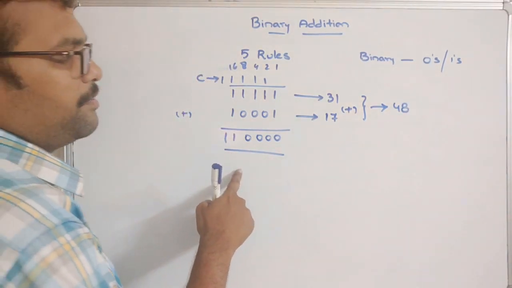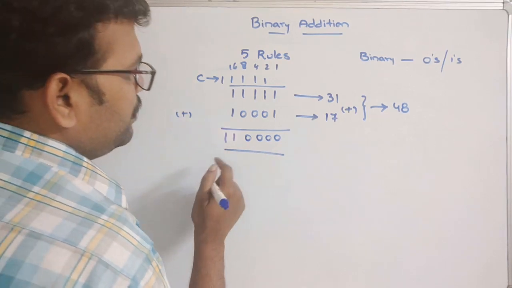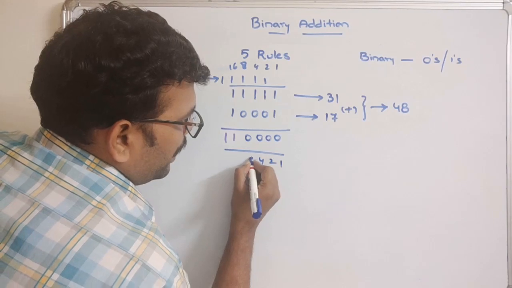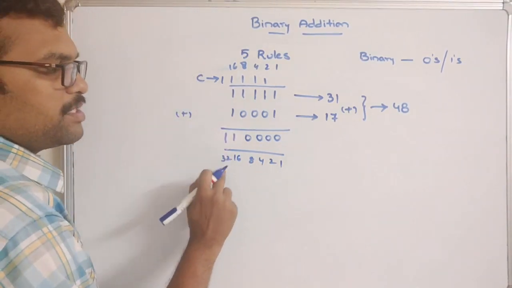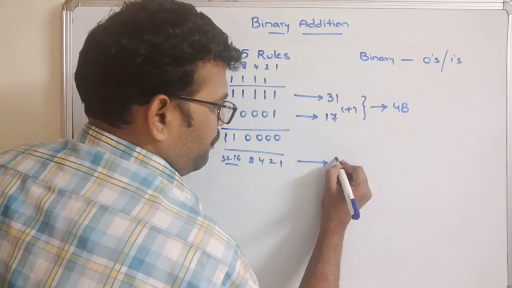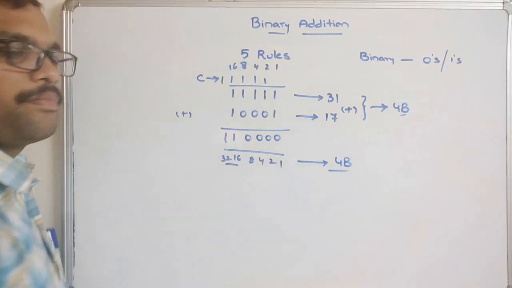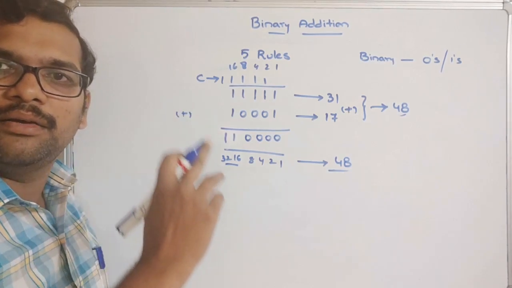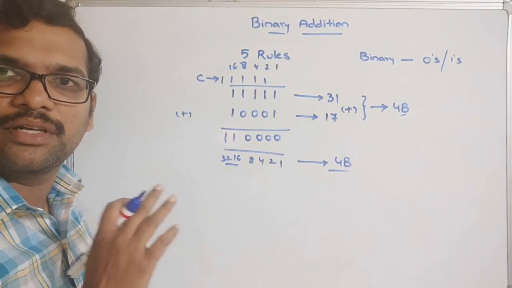What about the binary result? Let us check here. See 1, 2, 4, 8, 16 and 32. So only these two terms are ones. So that means 32 plus 16. Obviously it will be 48. Right? Both are equal. So blindly we have to follow the 5 rules which we have discussed earlier.